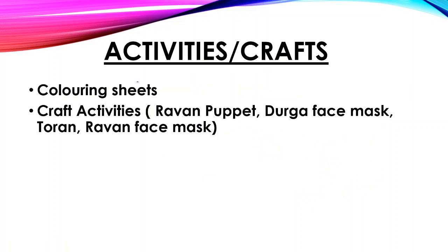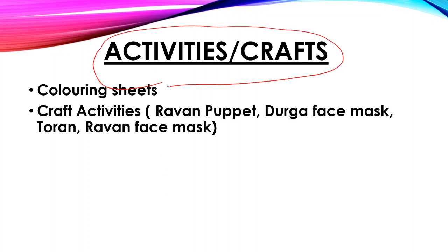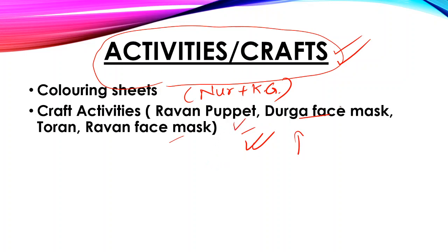Next is the most important activities in craft. Like without these, our celebration is incomplete. These are the mandatory ones. Activities and crafts. So for class nursery and KG, you can take coloring sheets along with the craft activities like Ravan puppet, Durga face mask, Toran making, Ravan face mask, or any activity related to that. So for Ravan puppet and Ravan face mask, you can watch my videos as well.